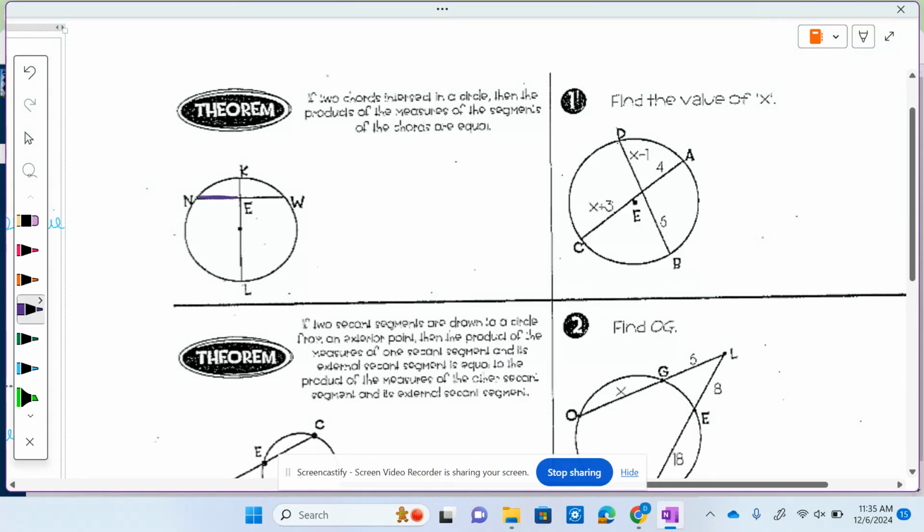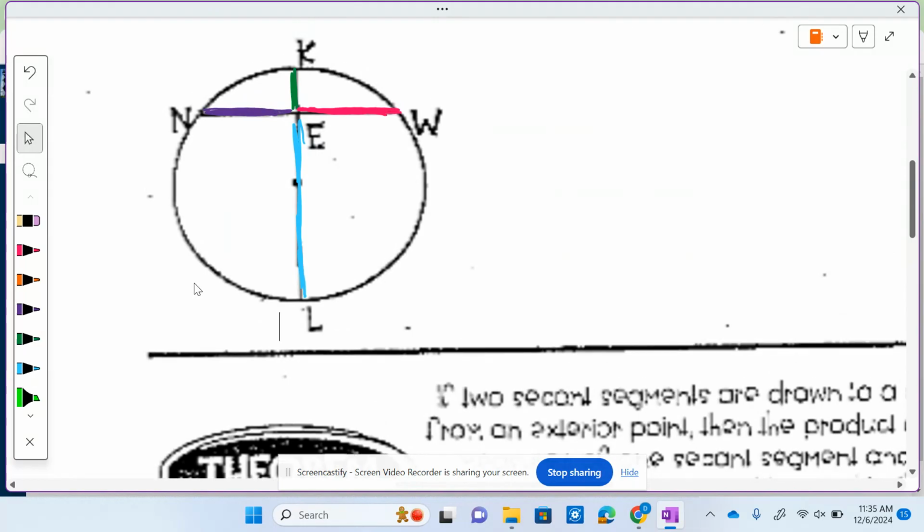This is a segment. Yeah, because the chords are being divided into segments. So I'm trying to color code it so you can see what's happening here. Do you guys see the different colors? I've got green, purple, red, and blue. So it means that NE times EW is equal to KE times EL.